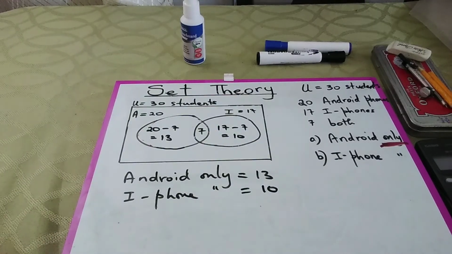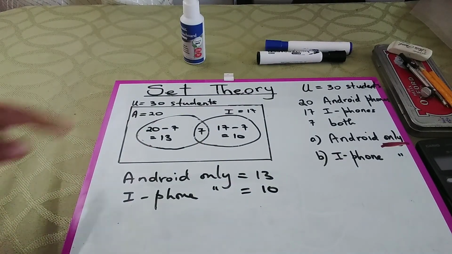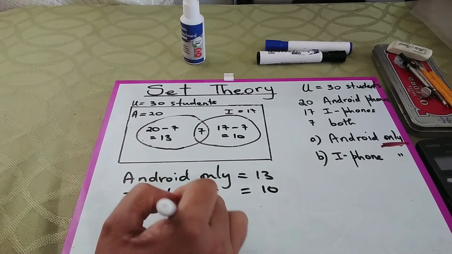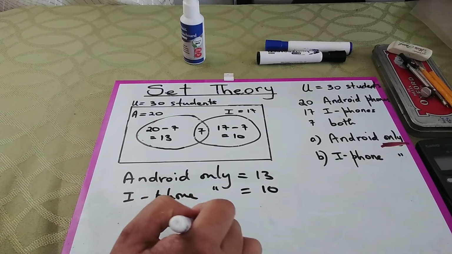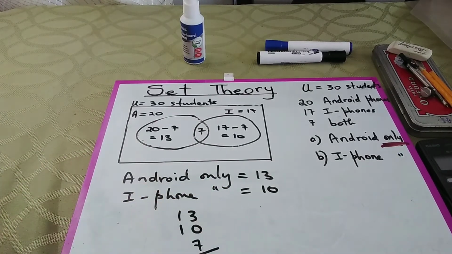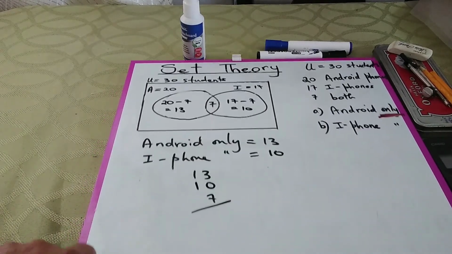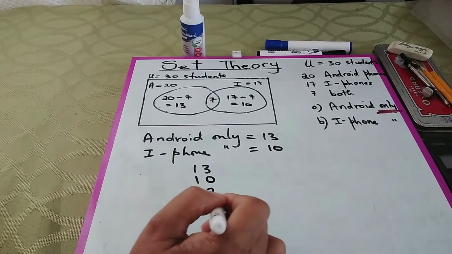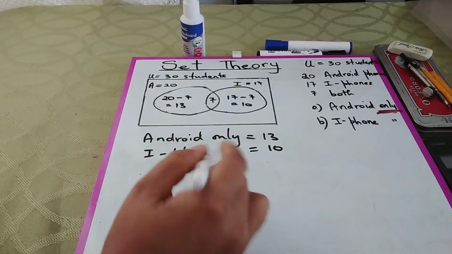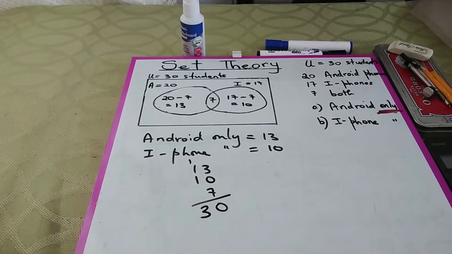Now, we can check to see if the calculation is correct, if it will come up to the universal set. So if we say 13 plus 10 plus 7, let's do the calculation. 7 plus 3 is 10, carry 1, 1, 2, 3, 30 students. So it is correct.